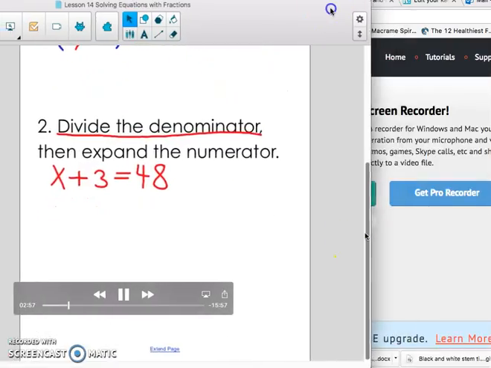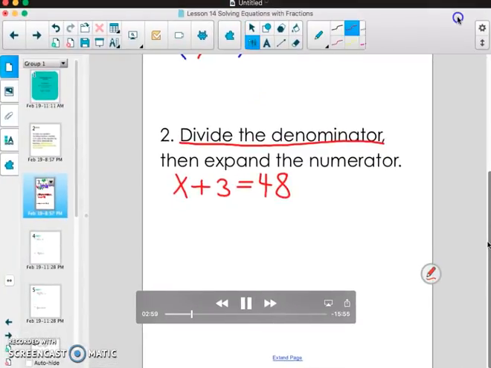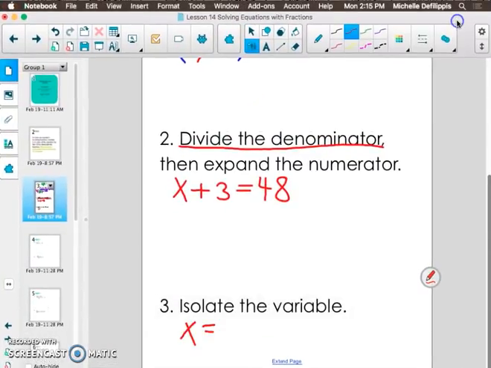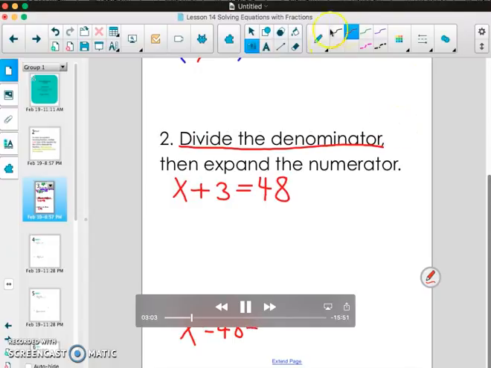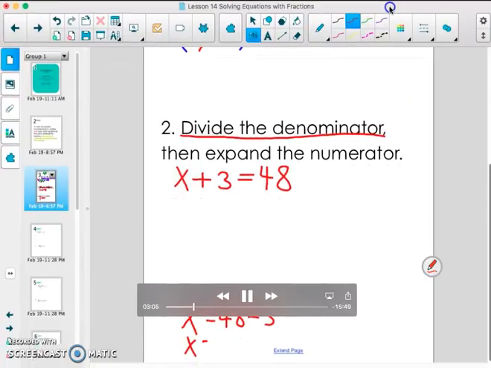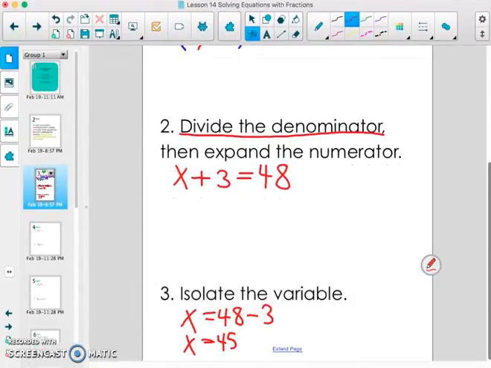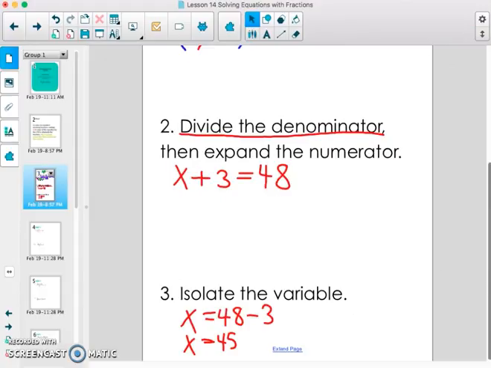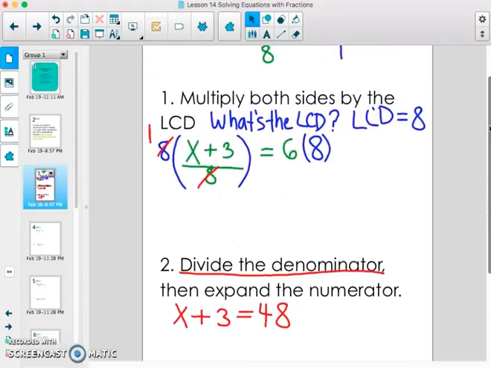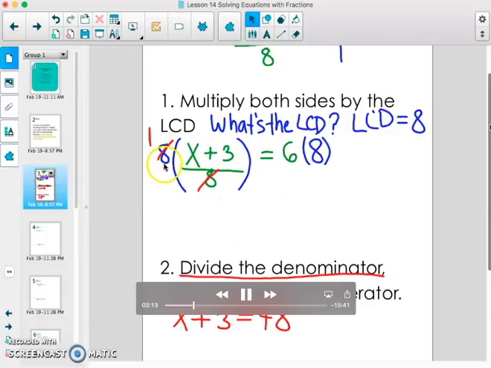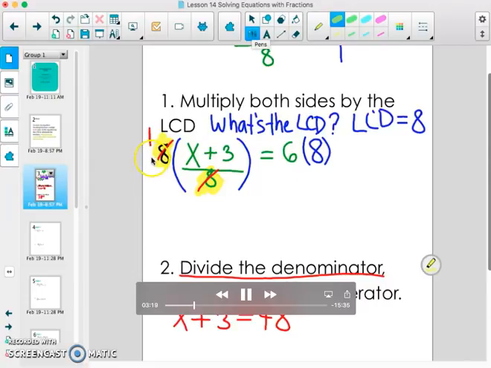So let's go back here. To isolate and solve, we get x is equal to 45, because we brought the 3 over. So again, multiply both sides by the common denominator, divide. 8 divided by 8 is equal to 1, and then we just expanded out the whole top, and there's nothing else left here, so we just had x plus 3 is equal to 48, and we did it like that.